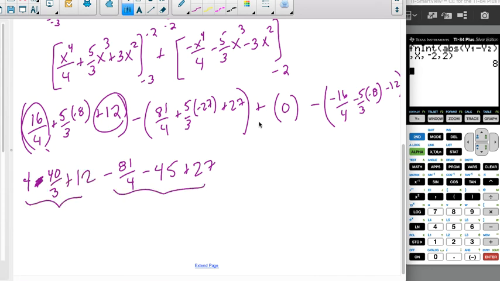This is the second section. The 0 doesn't do anything. This negative is going to end up making this a positive 4, right? This was a positive 40/3, so now it's a negative 40/3, right? And this was a negative 12, so now it's plus 12.